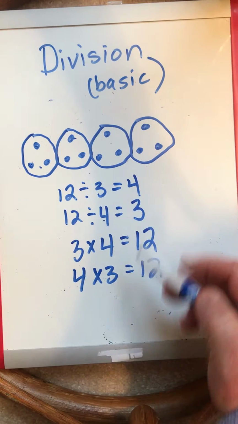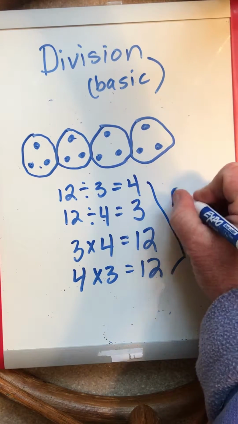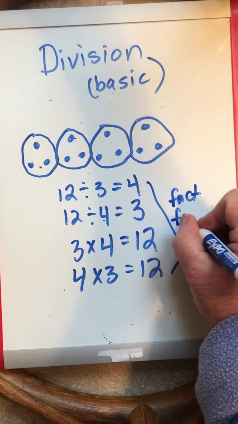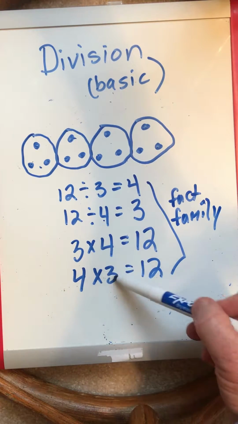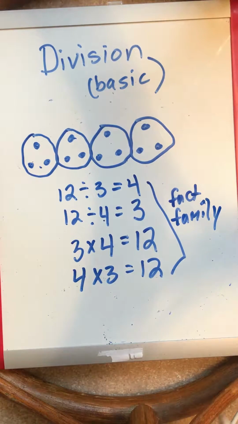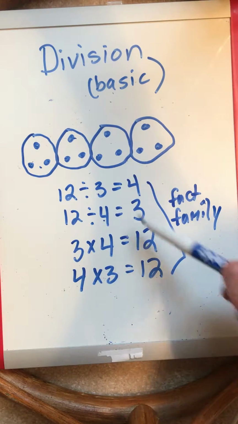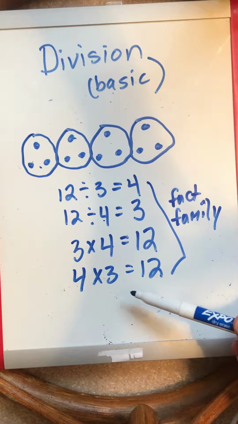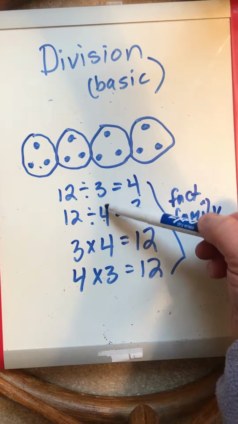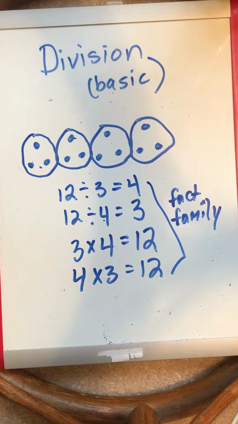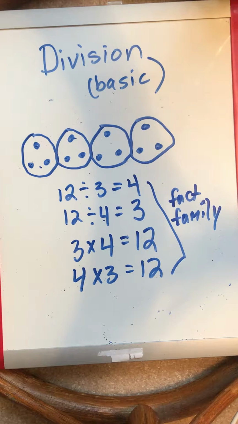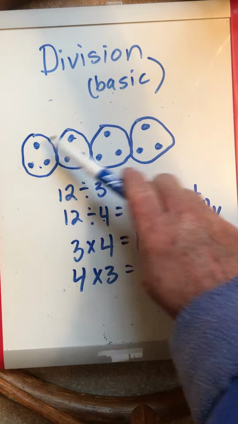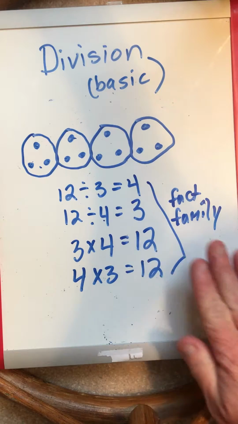All of these belong to what we call the fact family. I know that you've learned about that before. Every fact family has 2 multiplication and 2 division facts. We're using all the same numbers, just mixing up the order and making 2 of them division, 2 of them multiplication. Every time we divide into groups, the groups have to be equal. These are all equal groups.